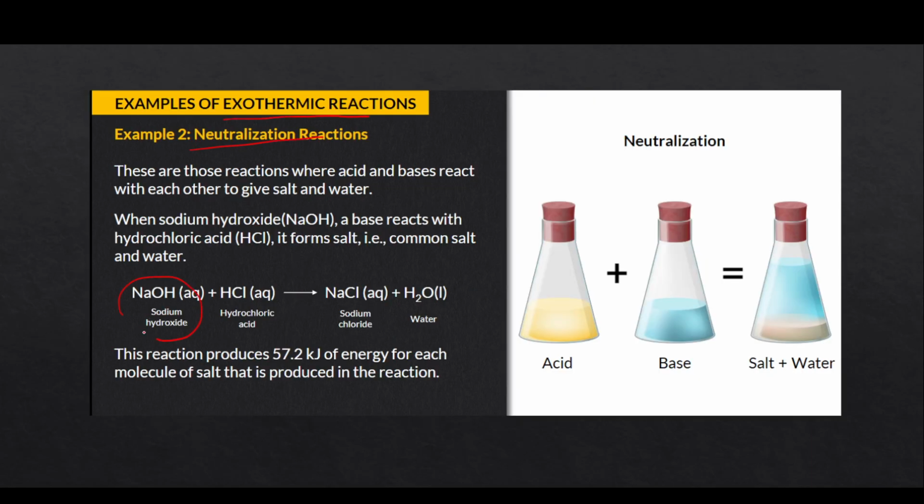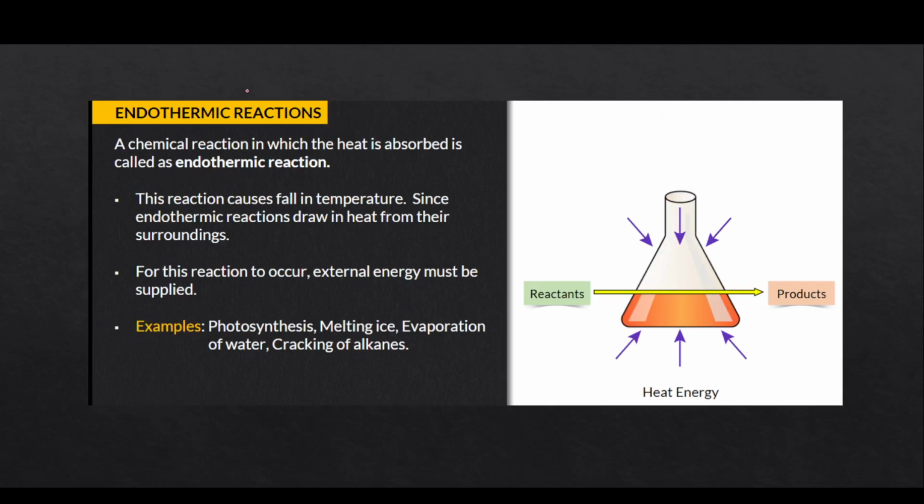Like when this is a base, this is an acid, when they react they make a salt and water and they neutralize each other. This is called a neutralization reaction. So basically this reaction produces 57.2 kilojoules of energy for each mole of salt that is produced. So energy is released, so it is exothermic. Exo means release. Endo is when heat is absorbed in a chemical reaction.